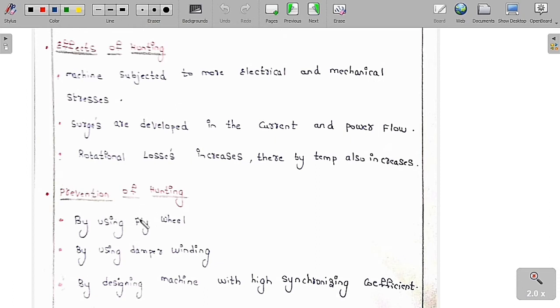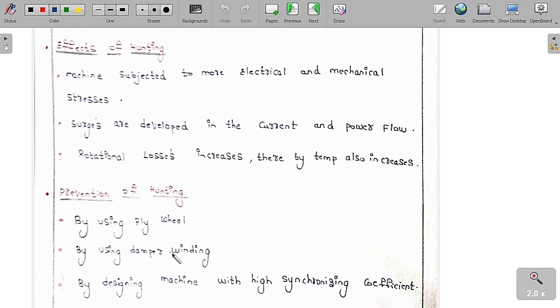So the prevention of this hunting is by using the flywheel, or by using the damper winding, and by designing the machine with a high synchronizing coefficient. So these are the three ways we can remove the hunting. I've already told you the concept regarding the damper winding.